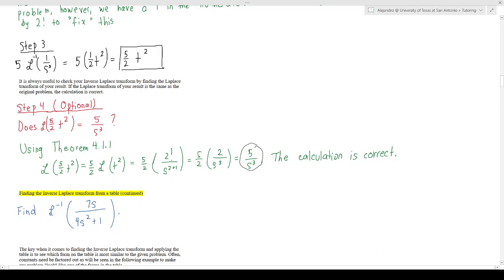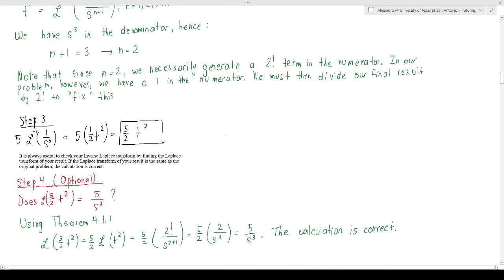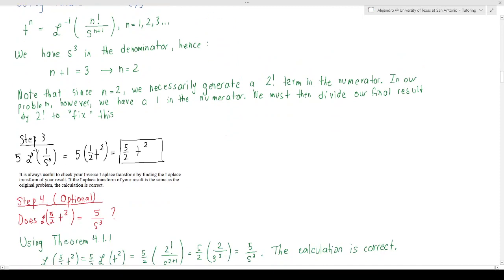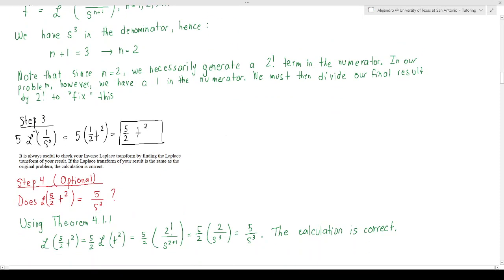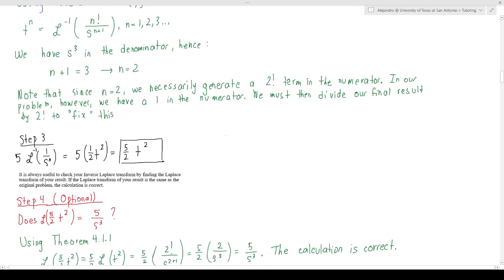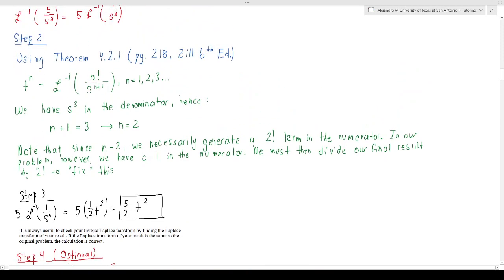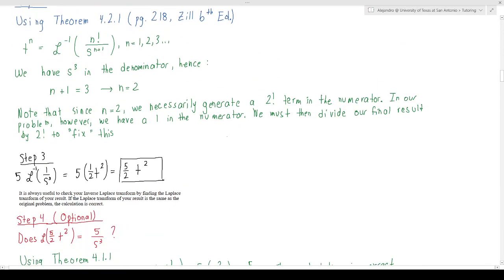So you can see how, going between the inverse Laplace and the Laplace transform, you can always check your work. If you're more comfortable performing one operation, you can arrive at an answer and take the inverse of the answer, and you should get your original problem. All right.